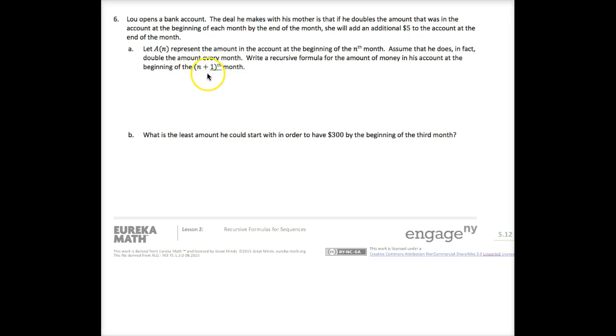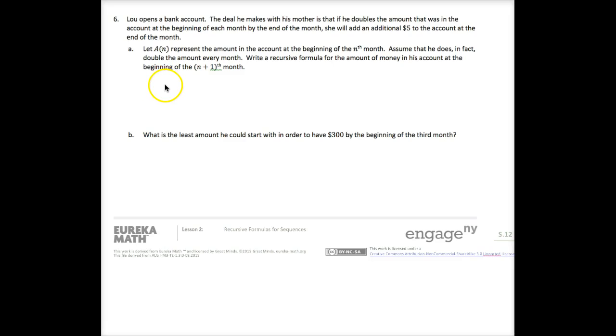He opens a bank account. The deal he makes with his mother is that if he doubles the amount that was in the account at the beginning of each month, by the end of the month, she will add an additional $5 to the account at the end of the month. Let A sub n represent the amount in the account at the beginning of the nth month. Assume that he does in fact double the amount every month. Write a recursive formula for the amount of money in his account at the beginning of the n plus 1th month.